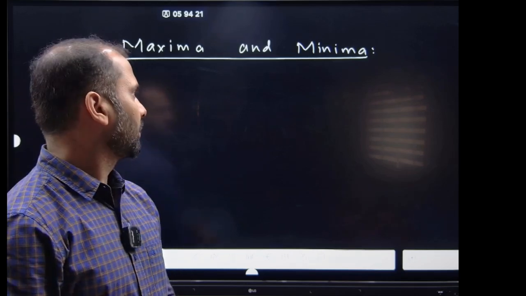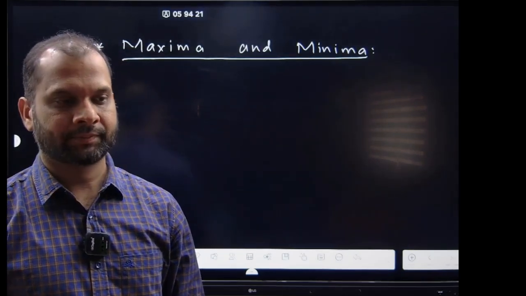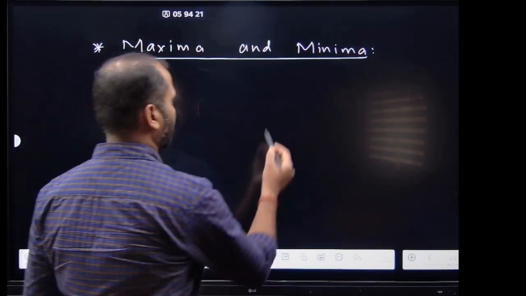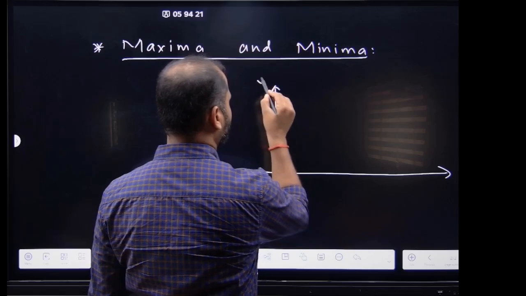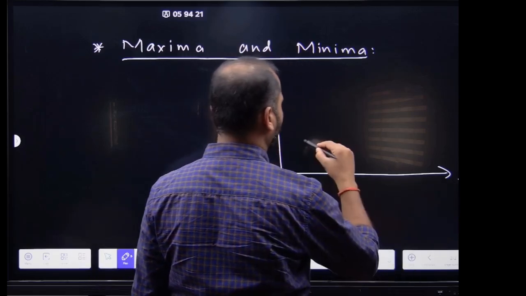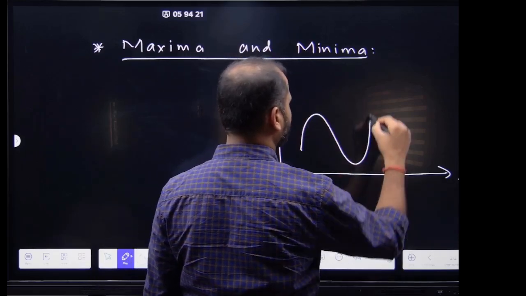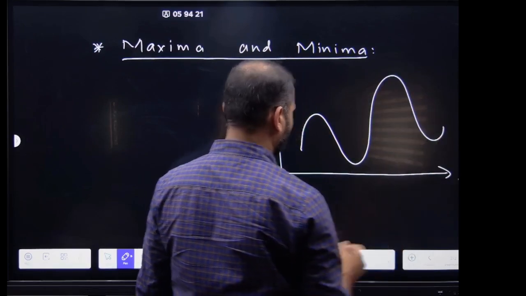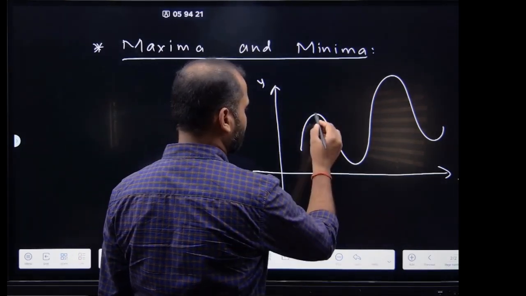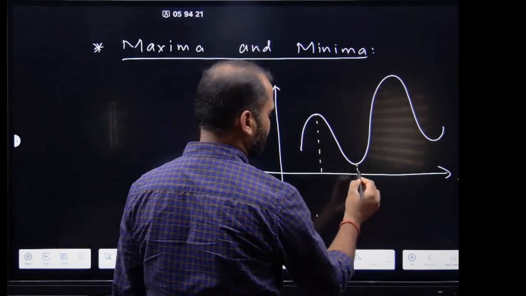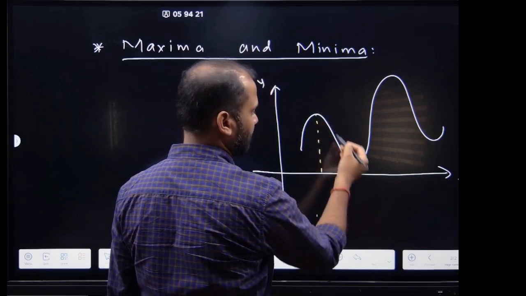Okay, fine. Write down. Put the heading maxima and minima. So, what is maxima, minima? So, suppose any curve is there, let it be a y versus x curve. Let it be this kind of curve. As you can see, these curves are sometimes increasing, sometimes decreasing, right?